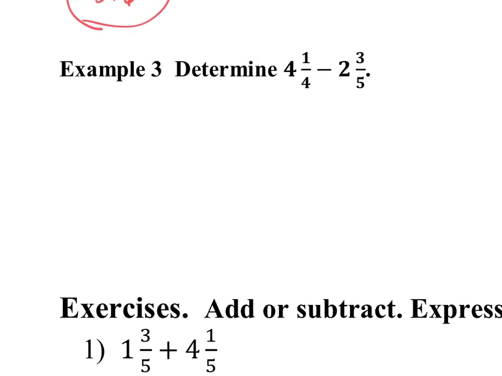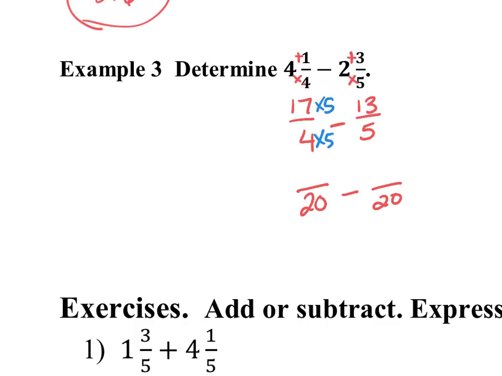So example 3. I'm going to change it to improper. 4 times 4 plus 1 is 17 over 4 minus 13 over 5. So we have 4 and 5. Our common denominator is going to be 20. So I'm going to convert both of them to 20. So this is going to be times 5. And then this one's going to be times 4. So 17 times 5 is going to be 85. And then 13 times 4 is going to be 52.